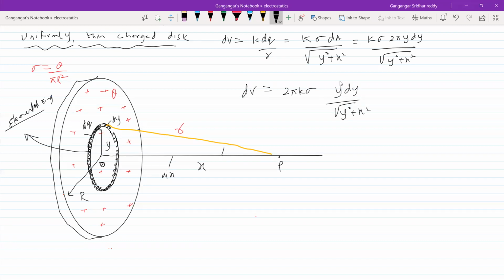So can we integrate this? I think there's a big problem, no? Y and x both seem variable. So let me take help from mathematics. From the mathematics, tan theta equals y by x, so y equals x tan theta. I'll differentiate this: dy equals x secant square theta d theta.